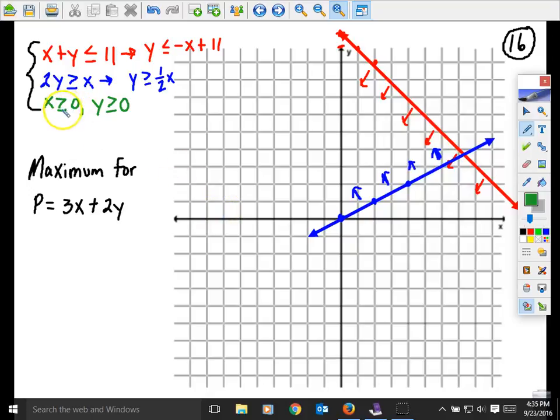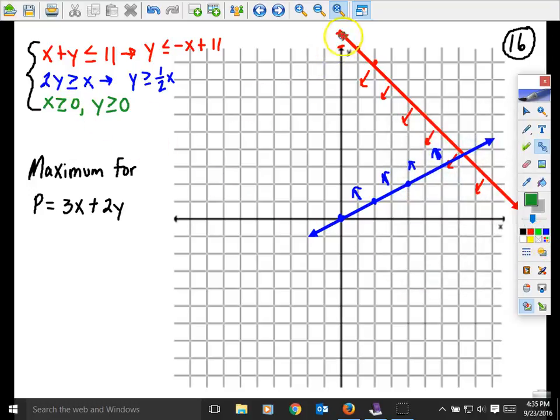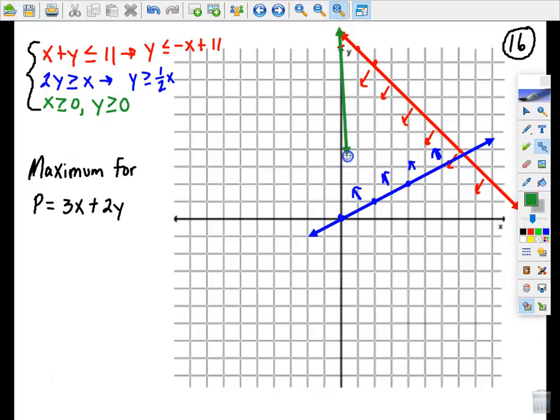If we're going to do x equals 0, the boundary line x equals 0 looks like this. And if we shade that, the greater than side is this way. All right. And y equals 0 is this horizontal line. It's just right on top of the x-axis. And the greater than side for that is this way.